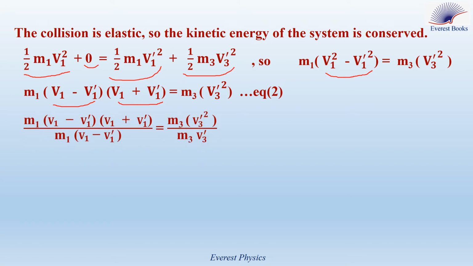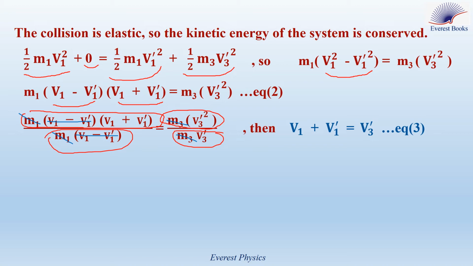Dividing equation 2 by equation 1. So the left side of equation 2 over the left side of equation 1 is equal to the right side of equation 2 over the right side of equation 1. We can cancel m1 by m1. Also, v1 minus v1 prime cancels v1 minus v1 prime, and m3 cancels m3. We get a new relation among v1, v1 prime, and v3 prime. So we can substitute for v1 equals 0.6 plus v1 prime and move v3 prime from the right side to the left side of the equation. We get a new equation, which is equation 3 star.